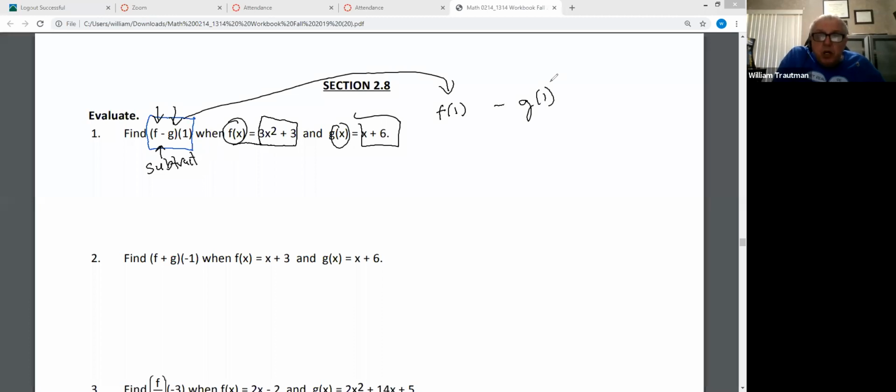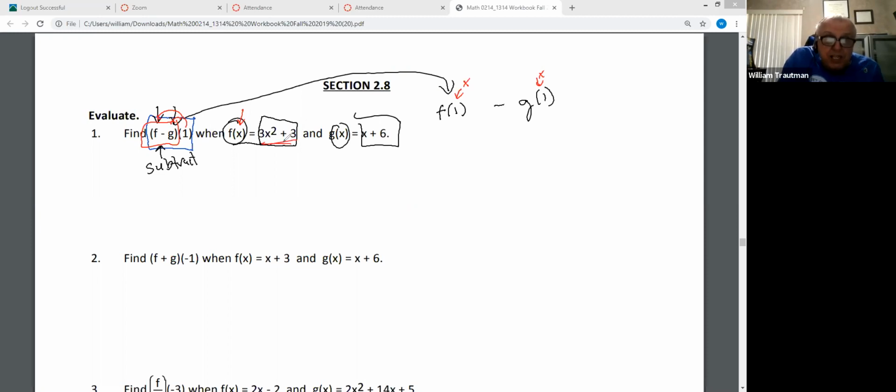Can somebody tell me what the 1 signifies in this parentheses? What does that 1 mean? Look right here. Whatever's in that parentheses is the x value. When we're dealing with functions, there's always a letter and then parentheses and then a number in it. In that parentheses is what x equals. x equals 1 in both of these cases. We're subtracting the two functions, but we're putting 1 into the x value in both.